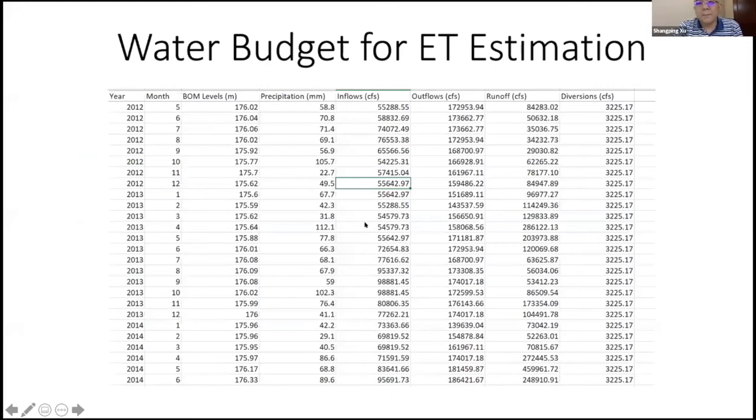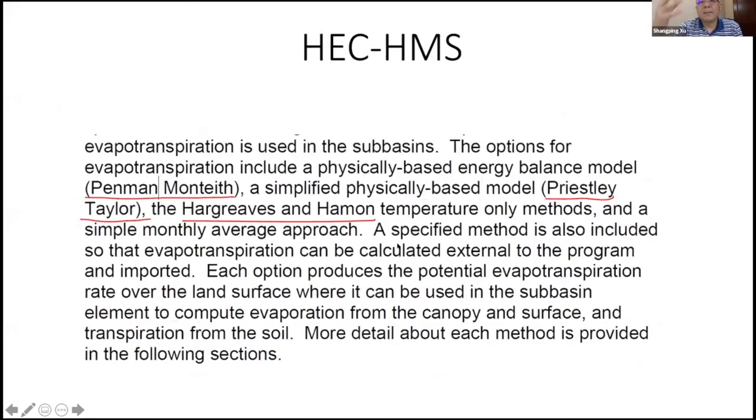some of the popular hydrological models like HEC-HMS. They use Priestley-Taylor, they use Penman-Monteith, they use Hargreaves and Hamon. So we talk about these models, and give them some practice questions to do that.